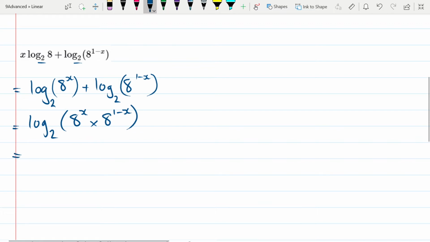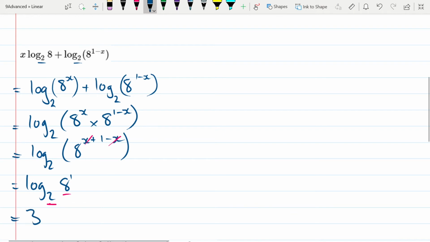Going further, we can see that now we have 8 to the power of x times 8 to the power of 1 minus x, which both have a base of 8, so we can combine those powers by adding them together, which would give us log to the base 2 of 8 to the power of x plus 1 minus x. From here, we can see x minus x is 0, so we'd be left with log to the base 2 of 8 to the power of 1. So we're saying what power must 2 be raised to equal 8? We know that 2 cubed is 8, so our answer is just 3.